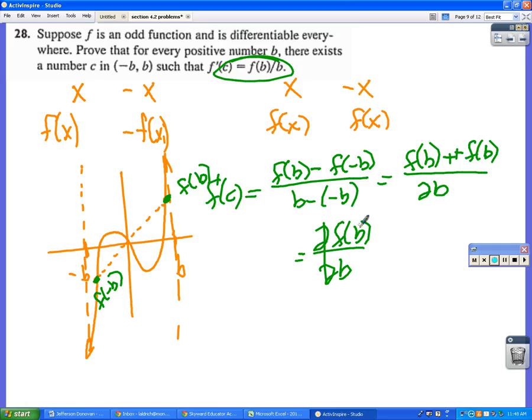All right, so since the mean value theorem says that somewhere in there a point exists such that this is true, and then we can use the fact that it's an odd function and simplify that to be f of b over b, that's what we wanted it to be. All right, so that's a little bit tricky. That's interesting. All right, what's the next one?